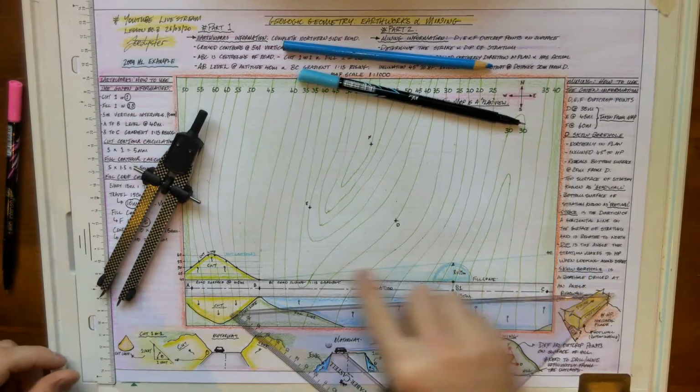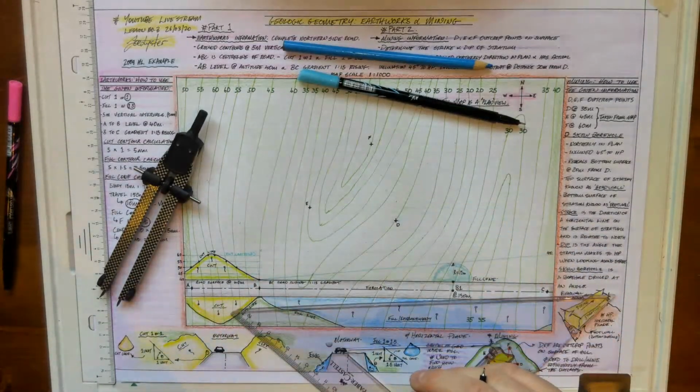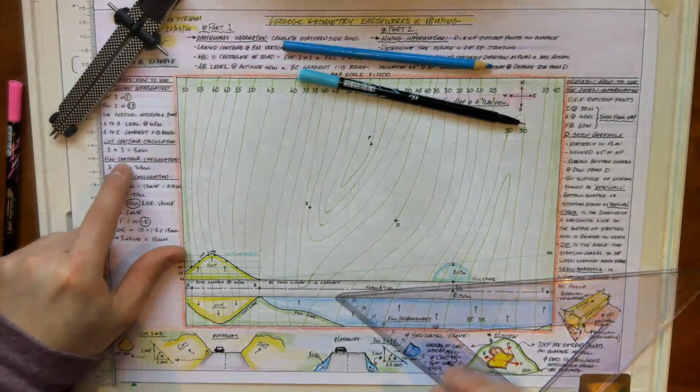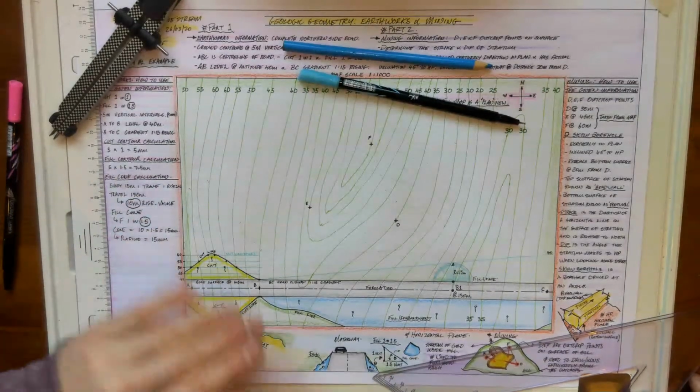Okay. So perfect. Now what we want to do is we want to base everything else off that. So we've got to calculate here our fill contour calculation, just our standard fill, right? Forget about the cone now. We're done.